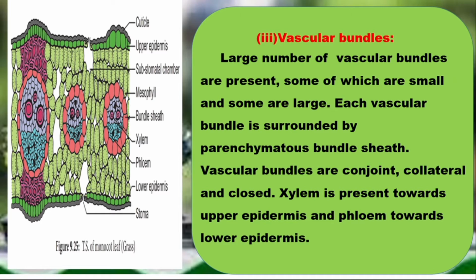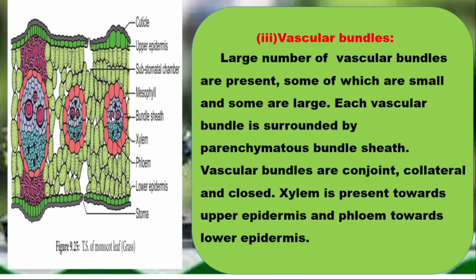What do you mean by conjoint? The xylem and phloem are present together. So here is xylem and here is phloem, present together. This condition we call a conjoint vascular bundle. And this is also a collateral vascular bundle. What do you mean by a collateral vascular bundle? Here phloem is towards the center and xylem towards the upper part. So this we call a collateral vascular bundle.